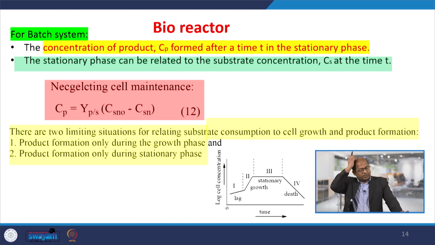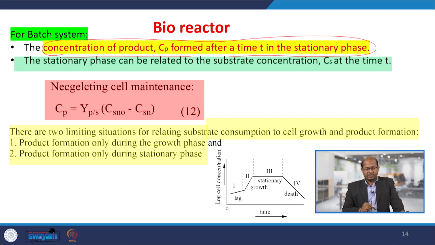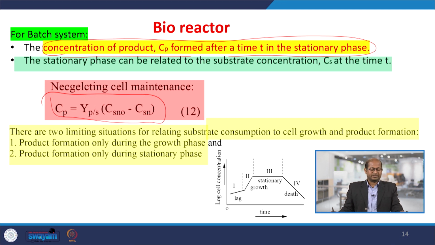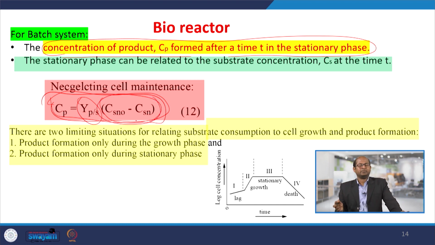Okay. Or else for batch reactors or a batch system, the concentration of the product formed after a time in the stationary phase we can relate with the concentration of the secondary nutrient. If we are able to neglect the cell maintenance here, then the concentration of the product formed we can write in terms of the yield coefficient, product formation per unit substrate consumption, and the change in the concentration of the secondary nutrient initially and after time t. For bioreactor analysis, when bioreactions take place inside the reactors, you know the secondary nutrient and its concentration at the beginning and at the end.